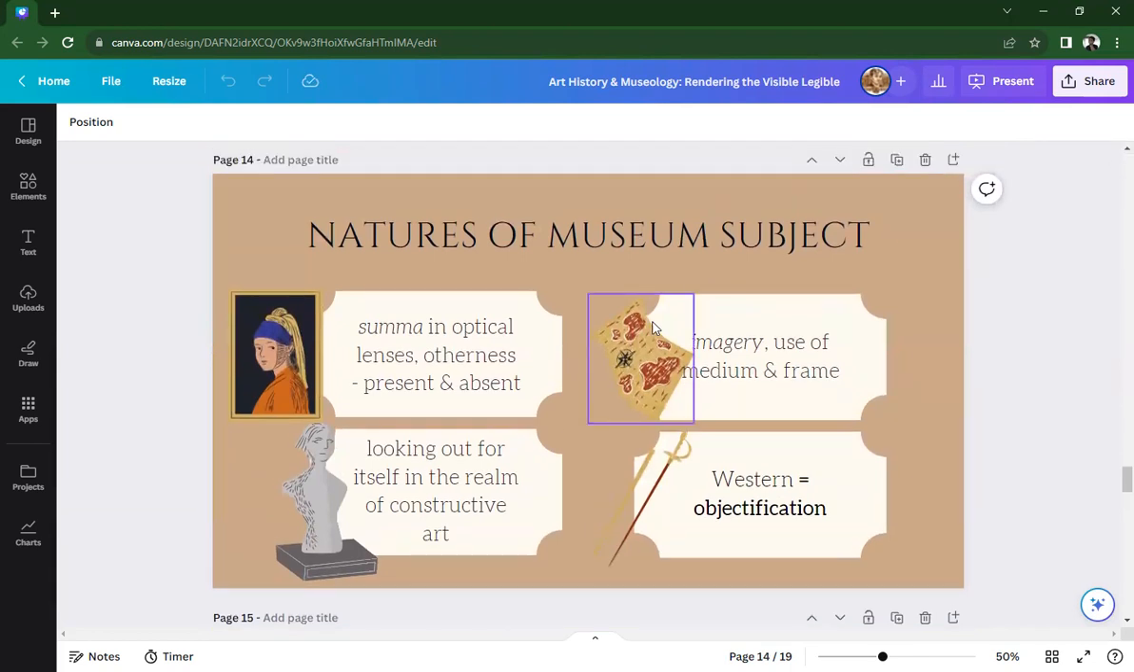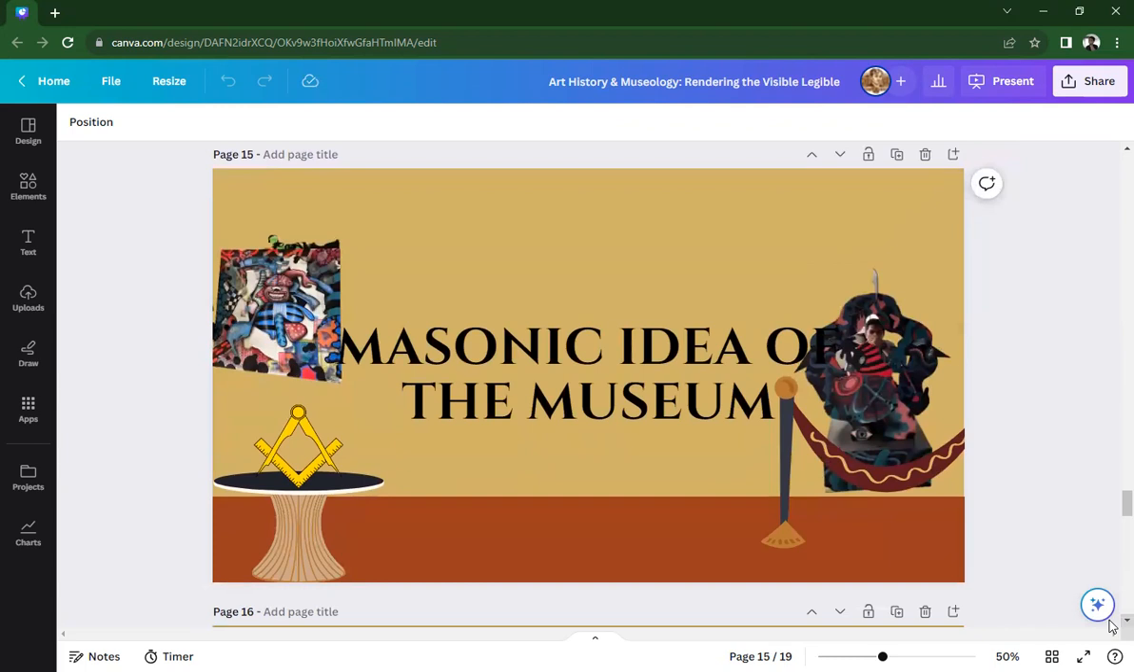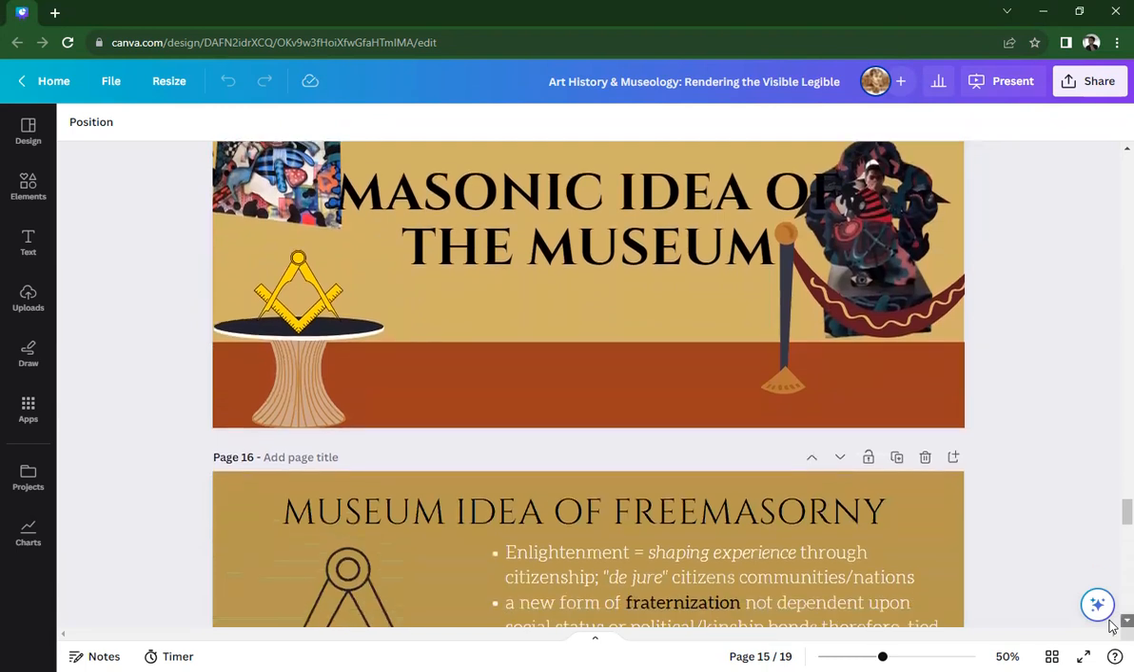In sum, there is the sense, in optical lenses, of the present, the other, the absent. Another is looking out for itself in the realm of constructive thought. There's also imagery, or the use of a medium, and there is a sense of westernization, therefore an objectification of museum images. So this is, I think, the last part before the conclusion: the Masonic idea of the museum.